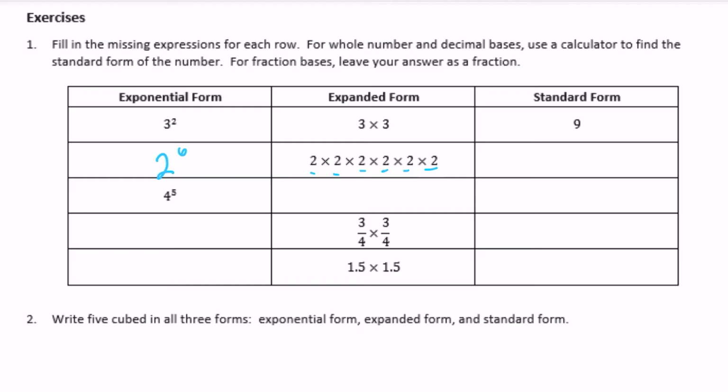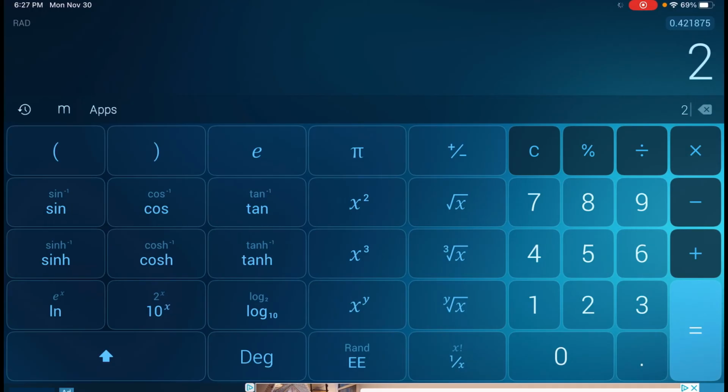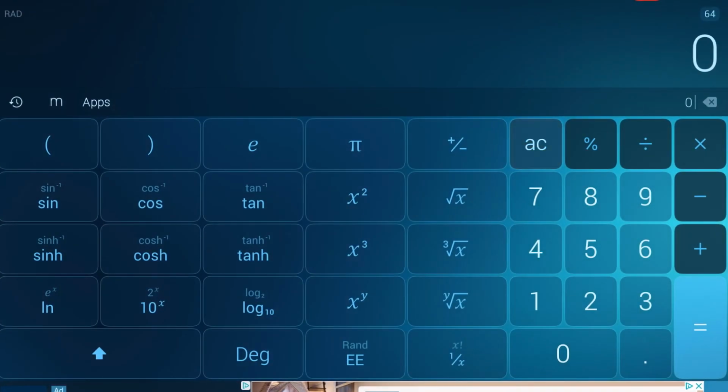And it says we can use a calculator, so let's do 2 to the 6th power. Remember, we hit this X to the Y button. 64. 4 to the 5th power. So that's 4 multiplied by itself 5 different times. And 4 to the 5th power is 1024.